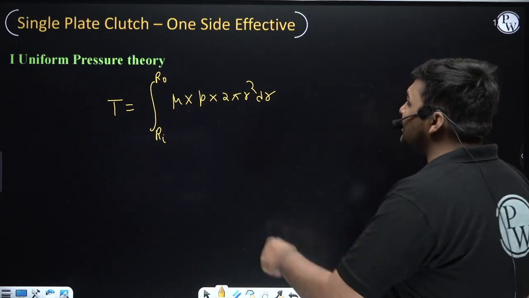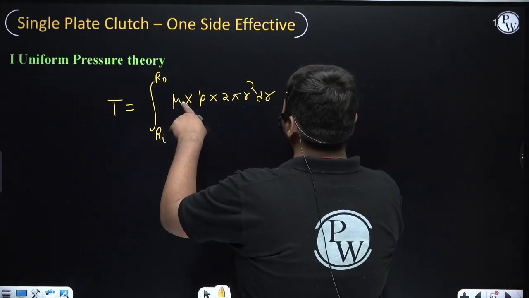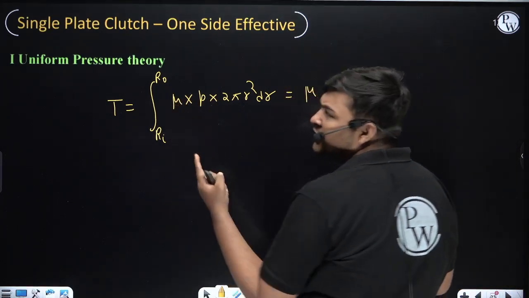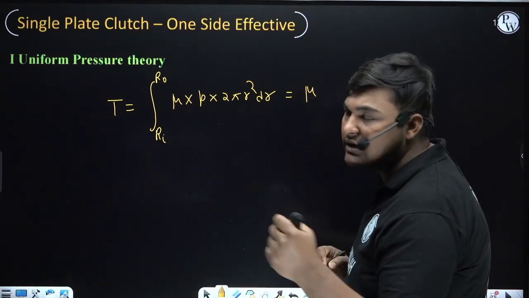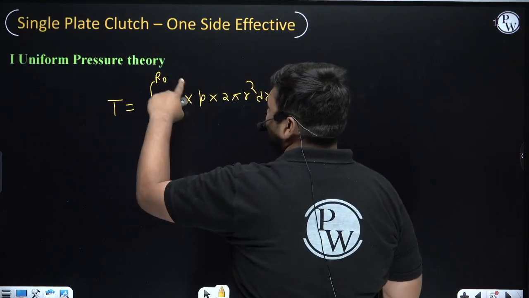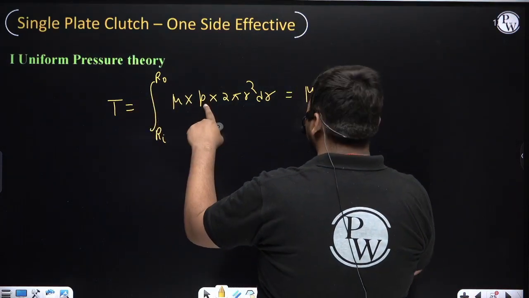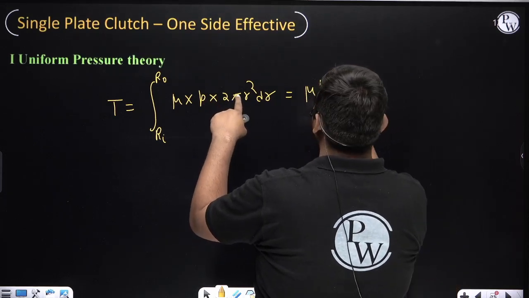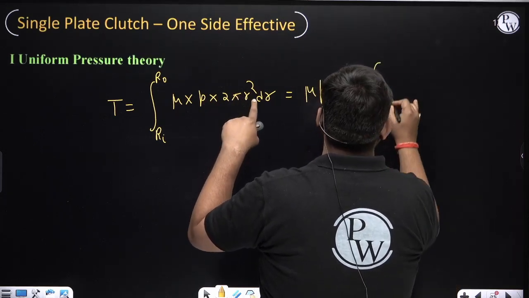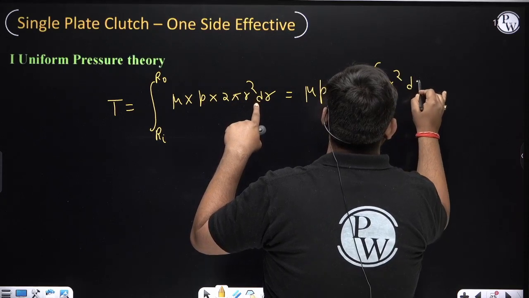Uniform pressure theory means pressure is constant. Here, mu is also constant. Mu is the coefficient of friction. If nothing is mentioned in the question, we will assume that mu is constant. We are bringing mu outside of this integration. Pressure P is also constant because we are using uniform pressure theory. 2 pi is also constant. So, inside the integration, only the R square term will remain, R square dr.